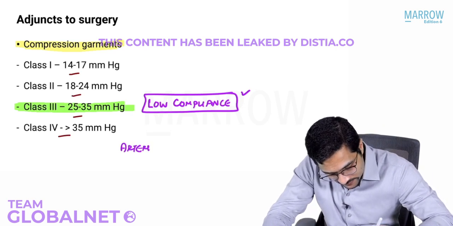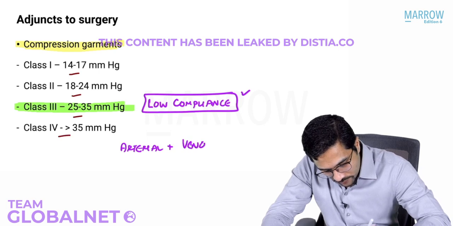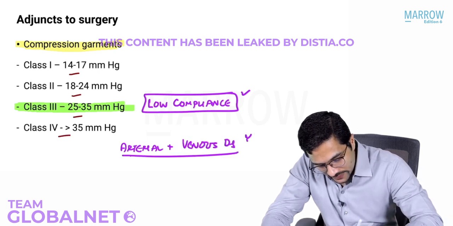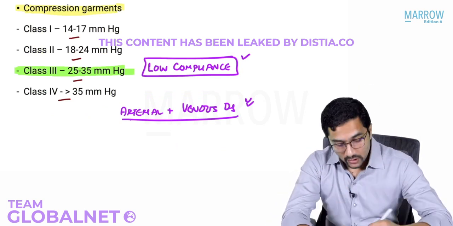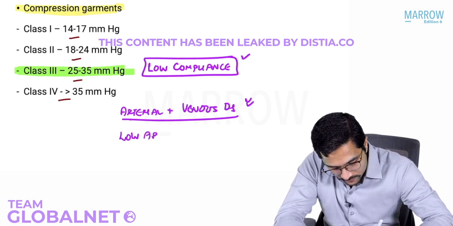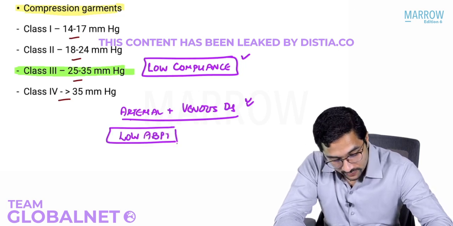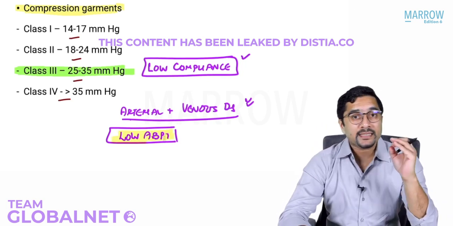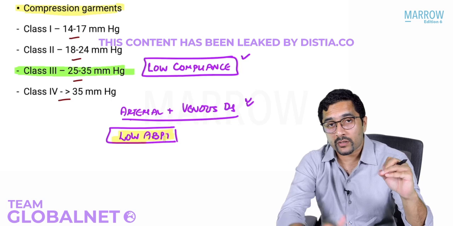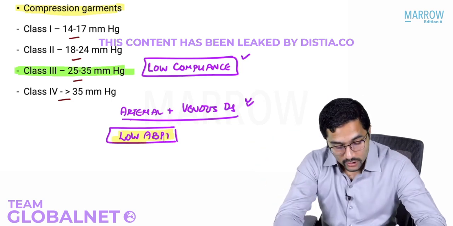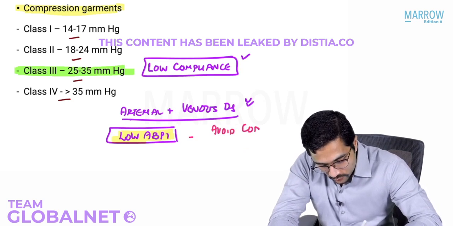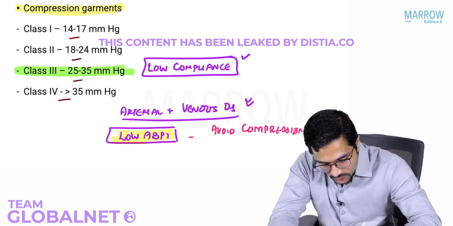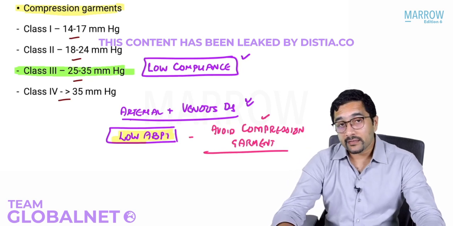And number two, some patients might have arterial plus venous disease. So they can have arterial compromise as well. So if there is arterial plus venous disease, we'll have to be careful about using compression garments, because in patients with low ankle brachial pressure index, ABPI, this I've covered in the arterial module. This is very important. It has been covered in detail in the arterial module. We will have to avoid compression garments, because if you use a tight compression garment, then you're going to occlude the arterial supply as well in these patients.